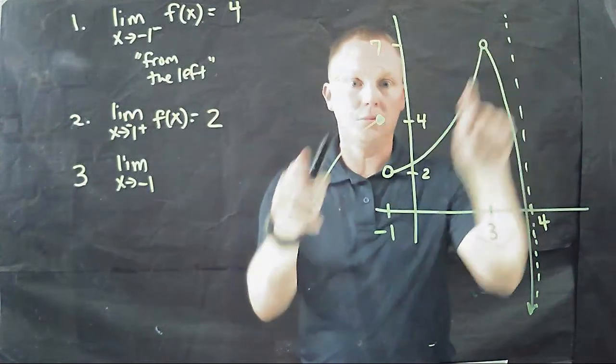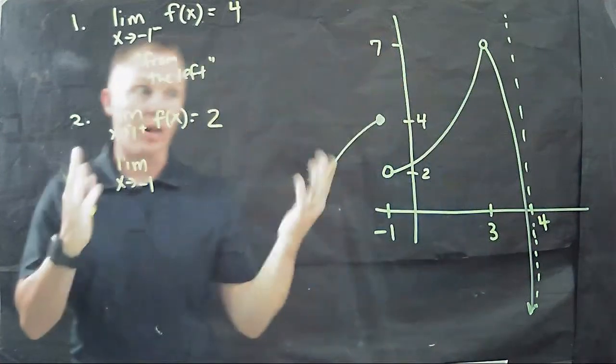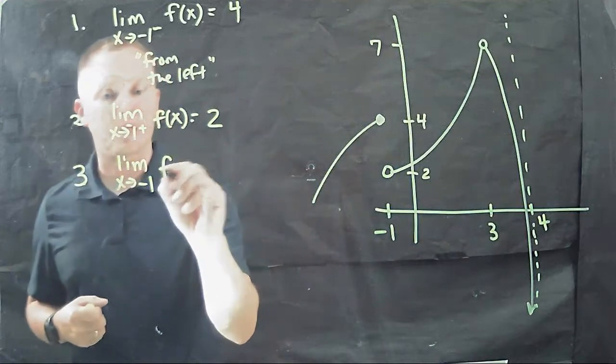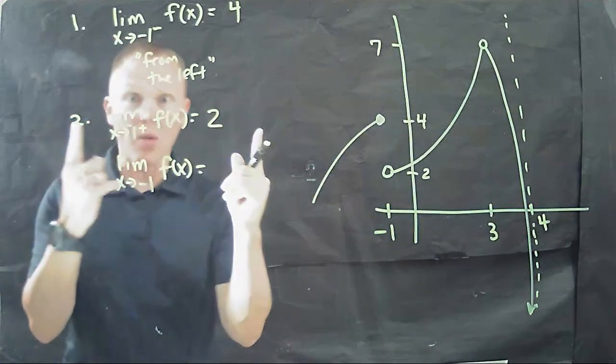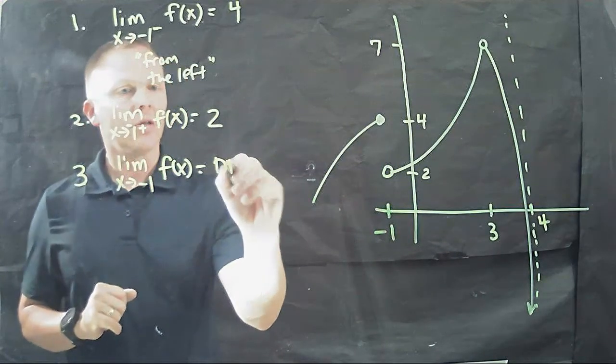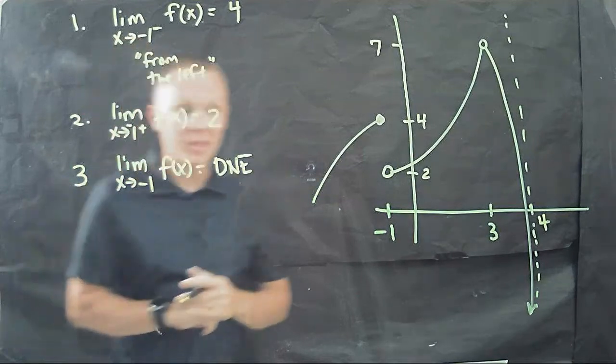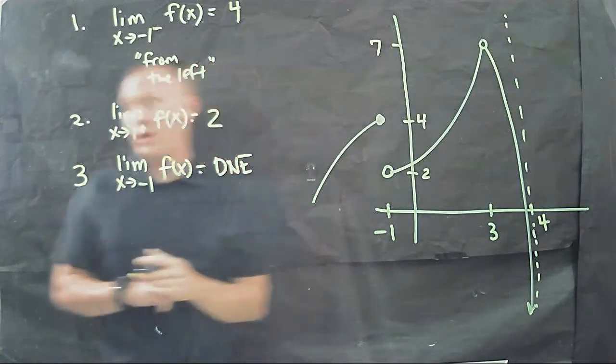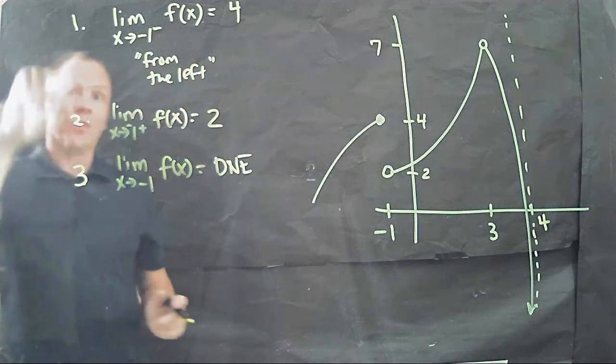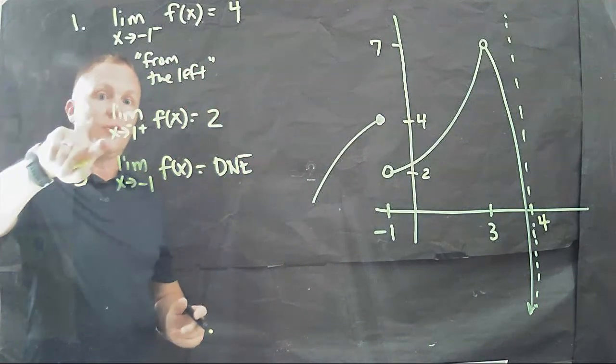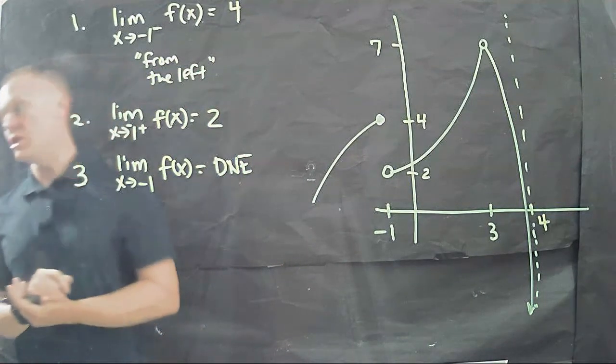Uh-oh. Okay, they don't go to the same thing. So in this particular example, there's not one number they're going to. The limit does not exist. Okay? So we've got the limit as x goes to -1 from the left, from the right, and then in general.